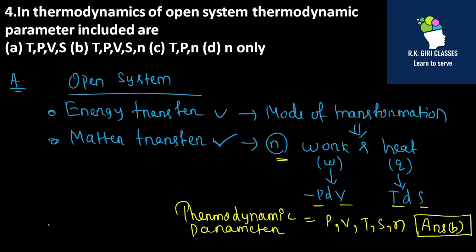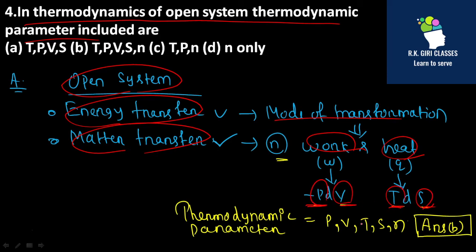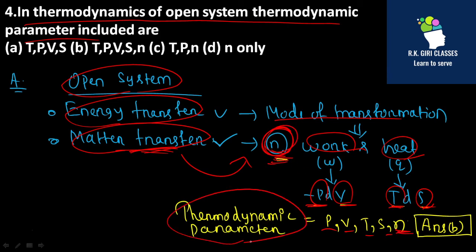Now coming to the next, in thermodynamics open system, the thermodynamic parameter. You know that in an open system, energy transforms and matter transforms. That means mode of transformation, work and heat, that is minus P dV, and this is T dS, that is PV and TS is your variable, and you know that matter transfer is related to your amount, that is number of moles, that is your N here. What is that thermodynamic parameter? PV, TS and N. What is your answer? Answer is your B.